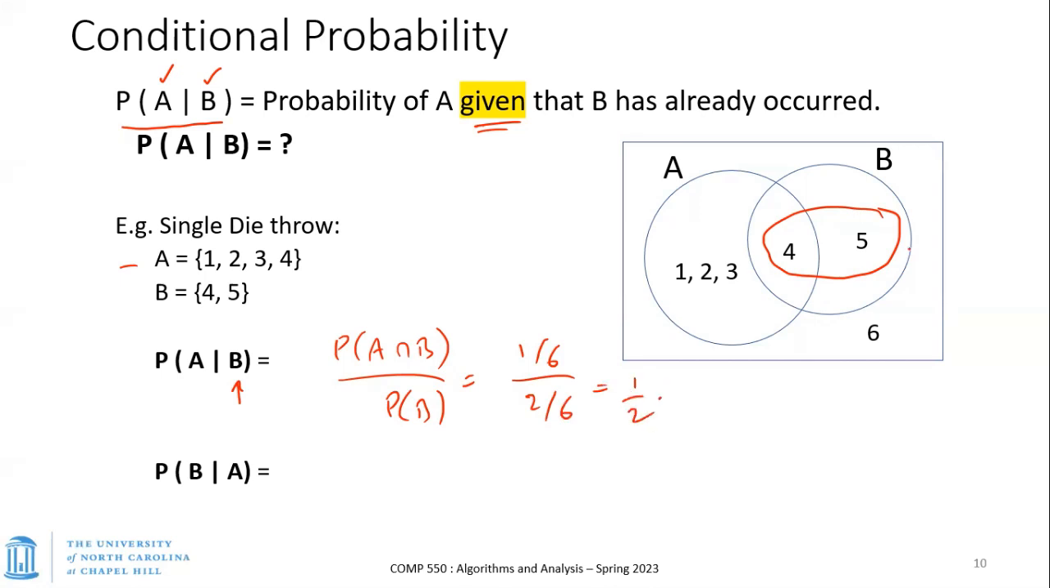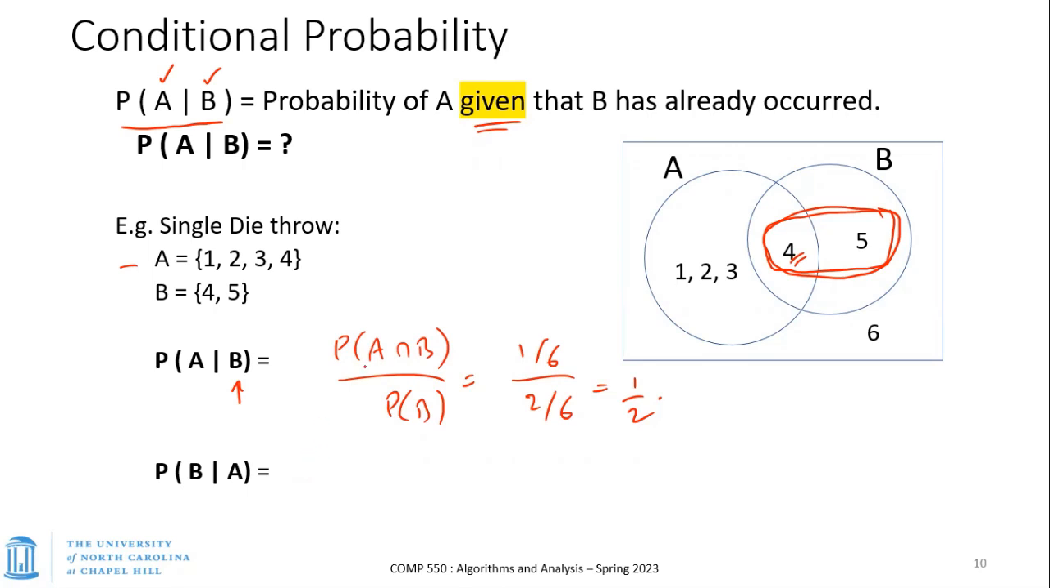Right? So basically what we're saying is that we're given that the results are either 4 or 5, okay? And now what we want to know, what is the probability that event A has also occurred? And the only way that A could have also occurred is if it was actually 4 and not 5. Okay, and so it's either 4 or 5, and the probability of 4 having occurred, given that 4 or 5 have occurred, is simply one of the two. Okay, so that's half. What about probability of B given A?